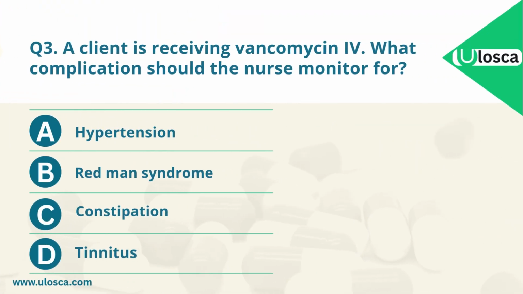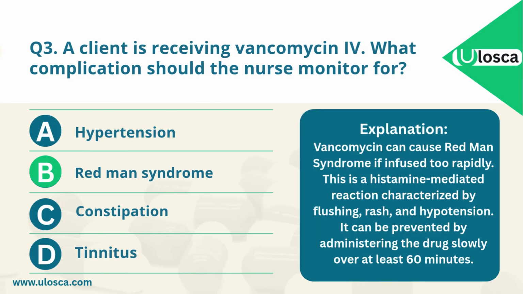The correct answer is B. Red man syndrome. Explanation. Vancomycin can cause red man syndrome if infused too rapidly. This is a histamine-mediated reaction characterized by flushing, rash, and hypotension. It can be prevented by administering the drug slowly over at least 60 minutes.